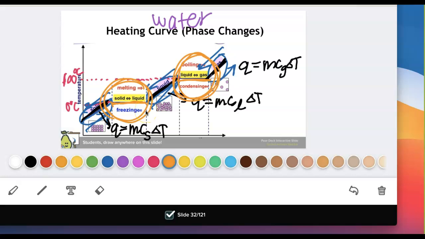Okay? So because of that, the equation for this line right here, and right here cannot be MCΔT, because ΔT is temperature change, and we just pointed out that there's no temperature change. So the equation for this line is the other one that has H in it. Q equals nH. Q equals nH.